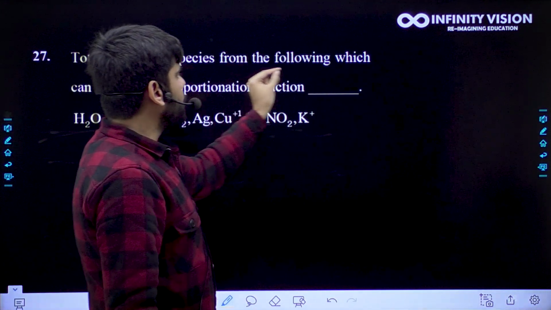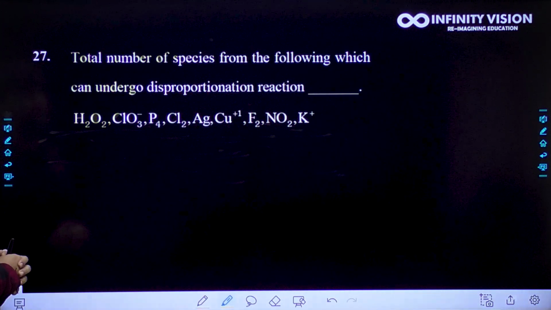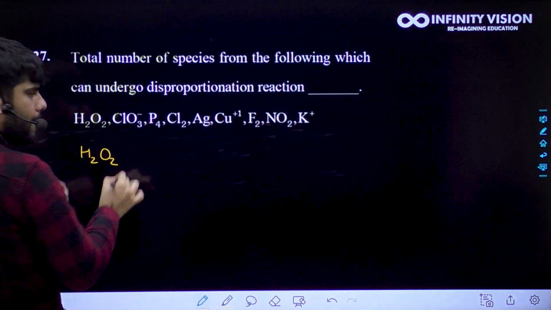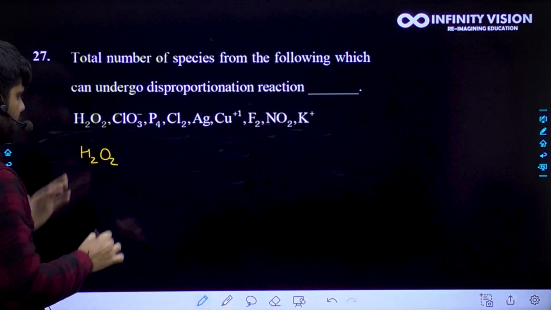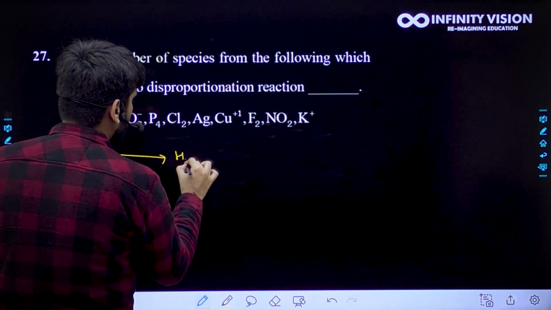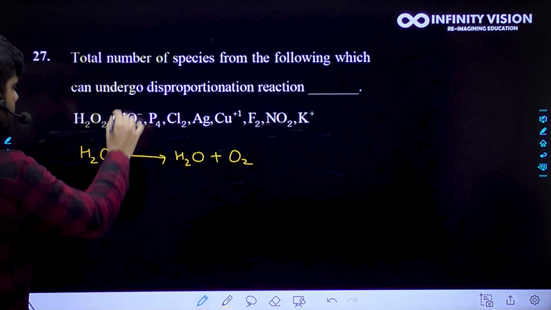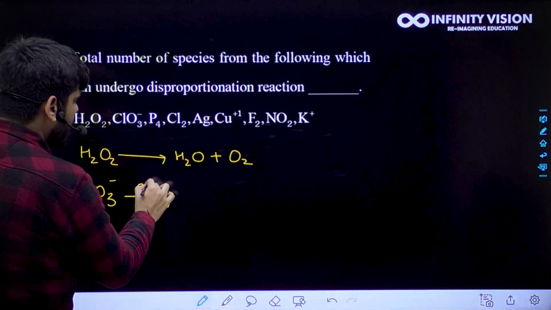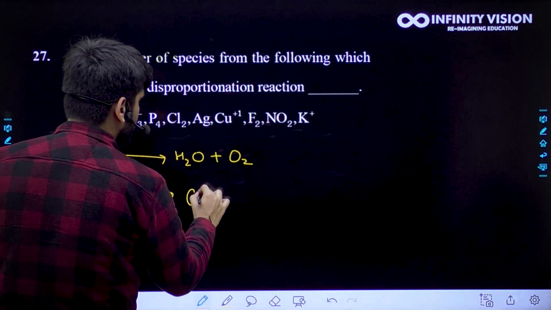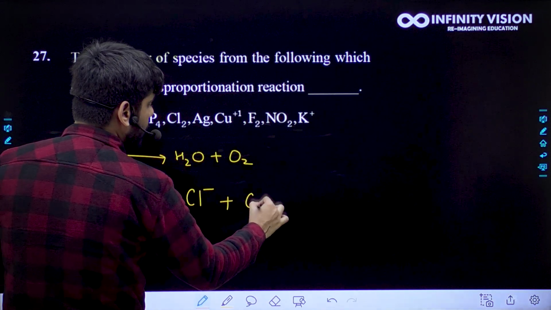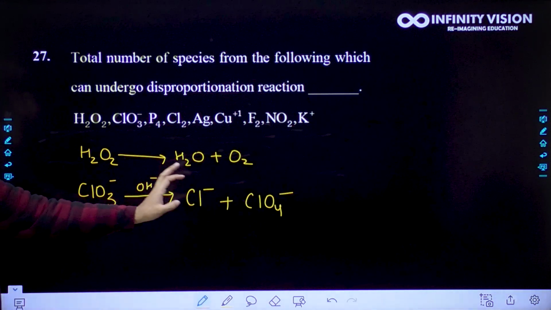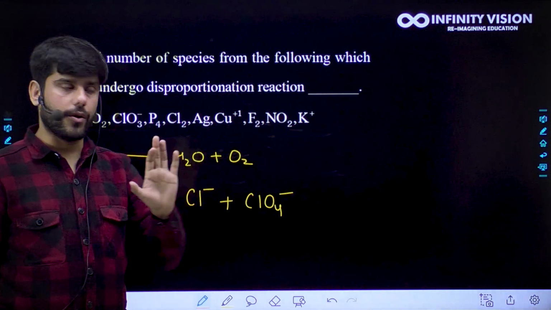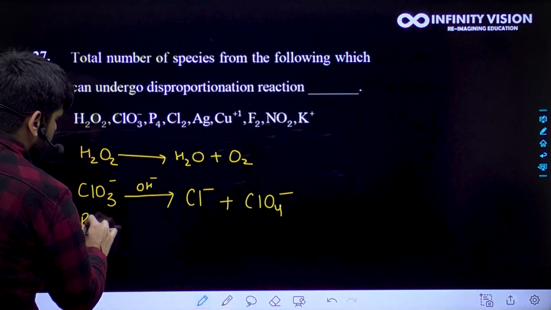Total number of species from the following which can undergo a disproportionation reaction. All right, we know H2O2 is unstable. It decomposes, and this decomposition is a disproportionation type reaction. It decomposes into water and oxygen. Then chlorate. We know that this chlorate, in the presence of a base, in basic solution, disproportionates into halide ion and the perchlorate ion. So again, a disproportionation reaction. What is a disproportionation reaction? The same species is getting reduced and oxidized. Now, if you see P4, very, very important reaction.